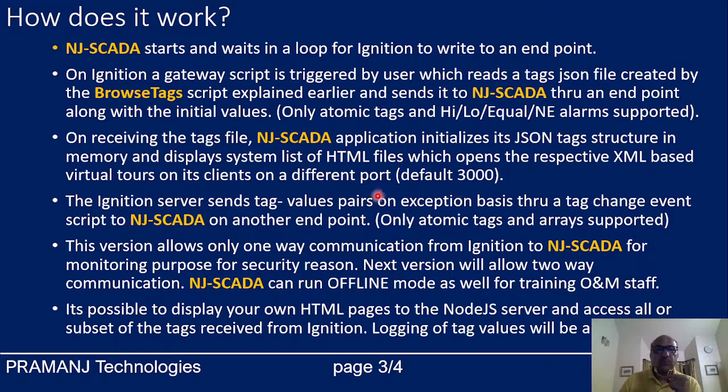So the clients to NJ-SCADA communicate by default on port 3000, which can be changed to any other port. In the case of configuration 1, both the NJ-SCADA application as well as Ignition reside on the same server, but they communicate to the clients on different ports.